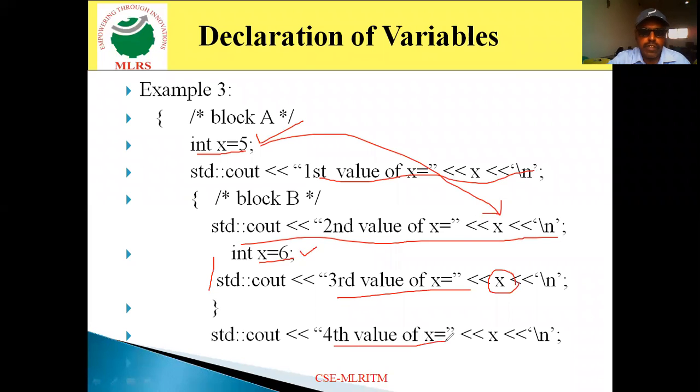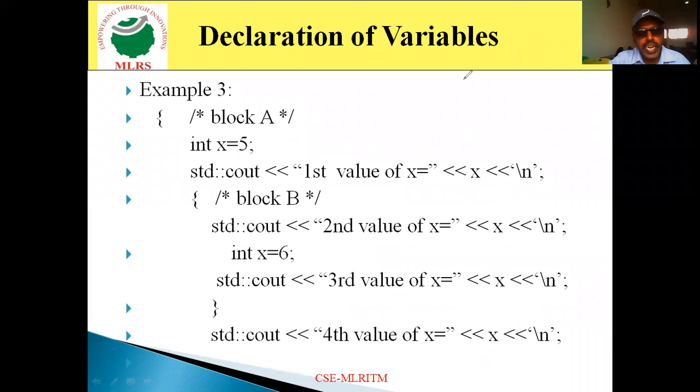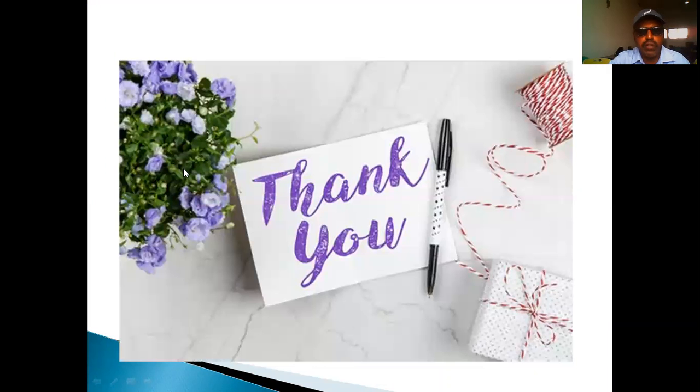Then next, again I print the value. Now this is outside of the block. Now this x variable value will be applicable here. So the fourth value of x is 5. So likewise, you can declare and assign the value to a variable anywhere in the program, but the usage is different. You have to specify it properly. That is the declaration of variable and usage of variable.